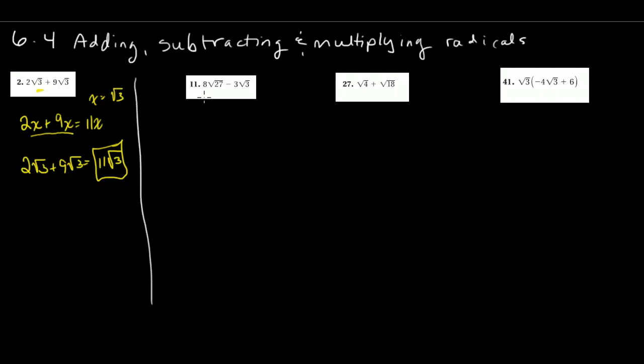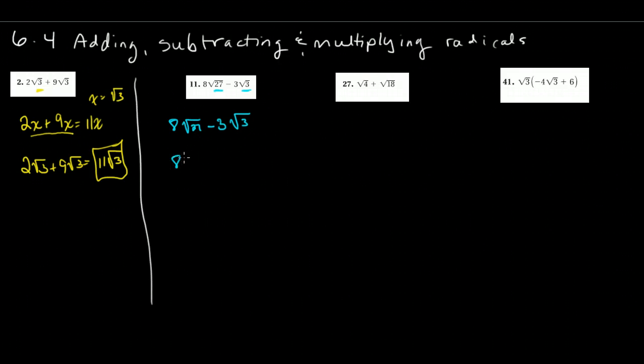Let's take a look at subtraction. Subtraction is no different. And as you can see here, I don't off the bat have the same radical number. It's like I'm saying 2x plus 3y. But the difference here is that I can understand the square root of 27 differently, right? The square root of 27 is the same as, well, let's rewrite it. 8 radical 27 minus 3 radical 3.